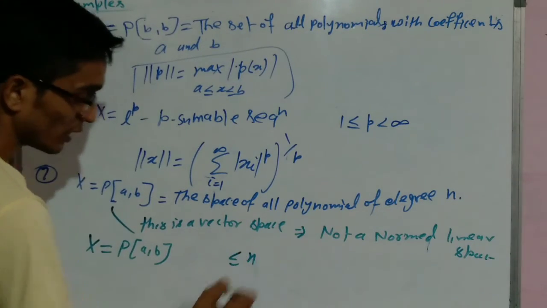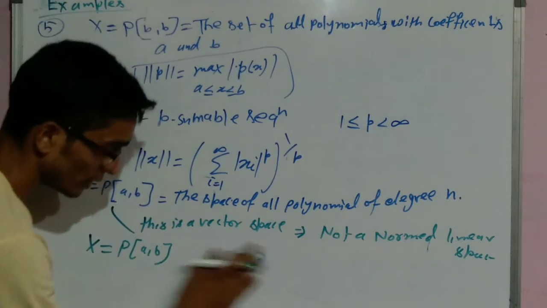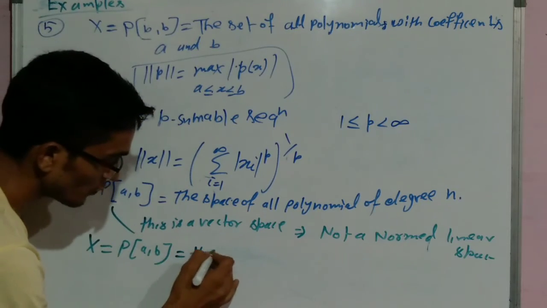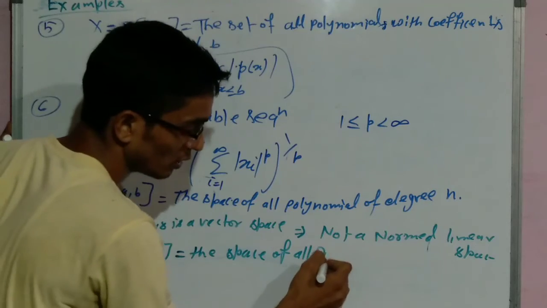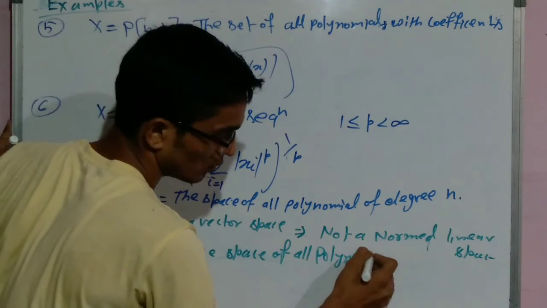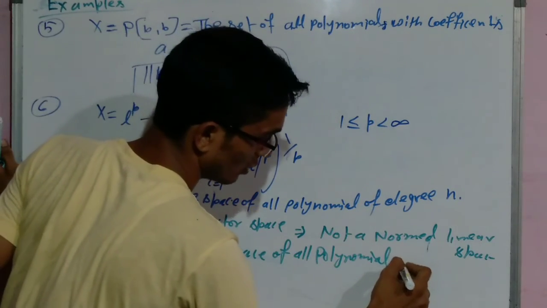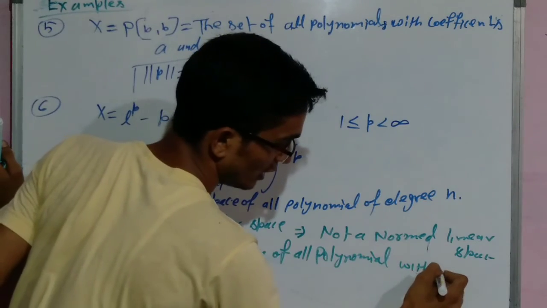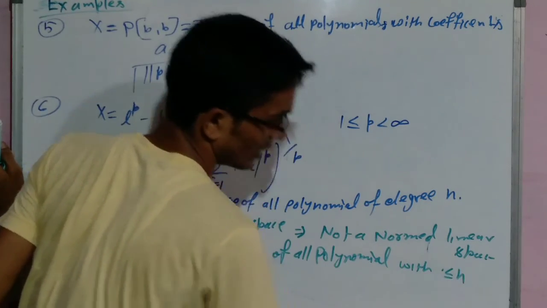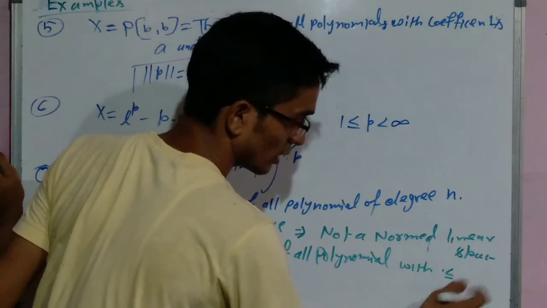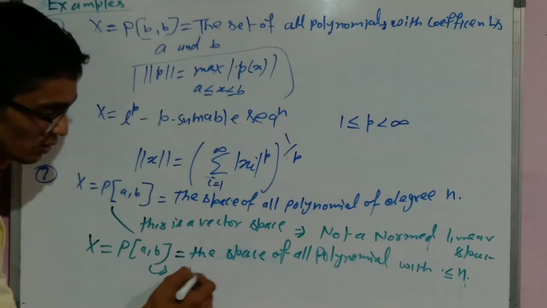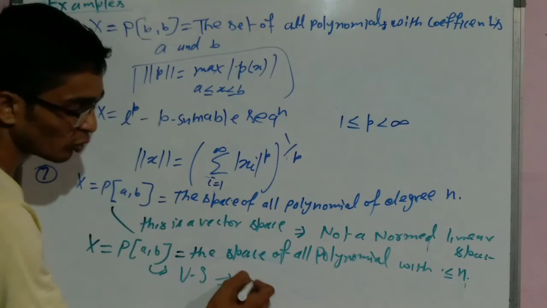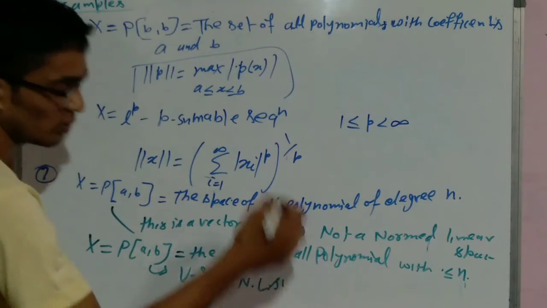I can write the space of all polynomials with degree less than or equal to n, then it is a vector space. This implies it is a normed space.